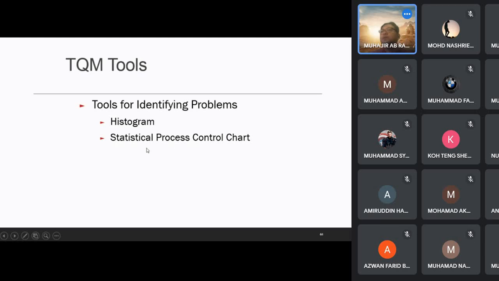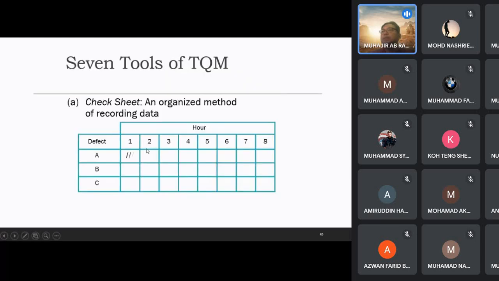Okay. All right, this is an example of a check sheet. Okay, you just have some data. For example, defect A, B, C, and then you put the check, okay, for the first hour, how many failures, defects, and so on. From this check sheet, you can generate some ideas. For example, defect C keeps increasing over time, defect A is reducing, something like that. It itself gives some ideas.